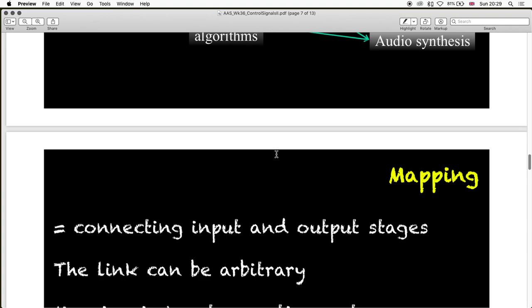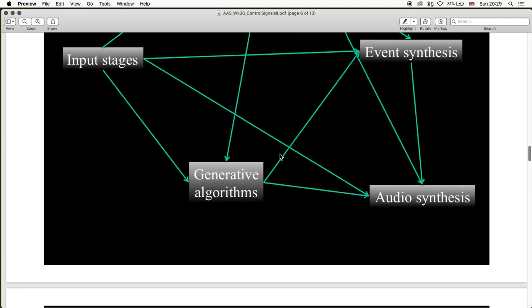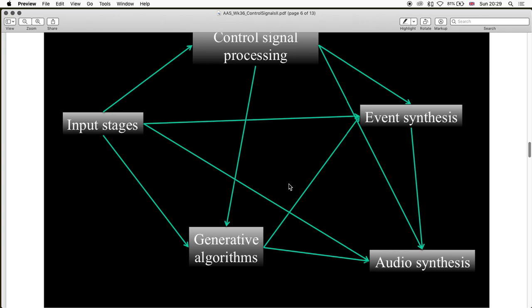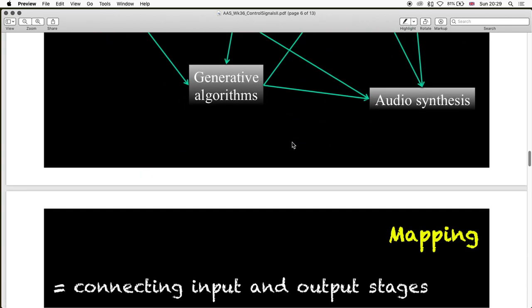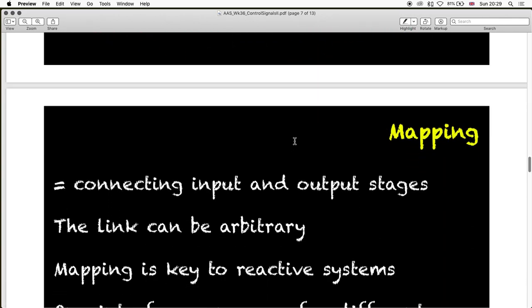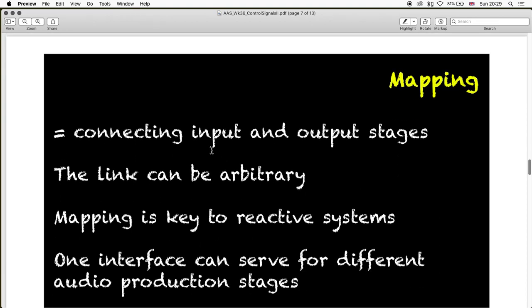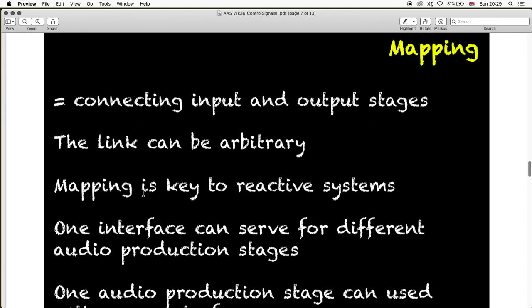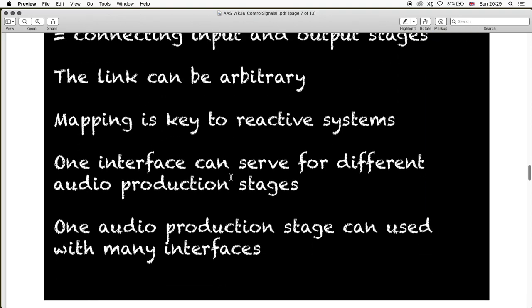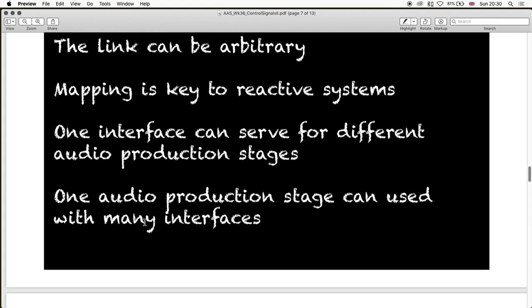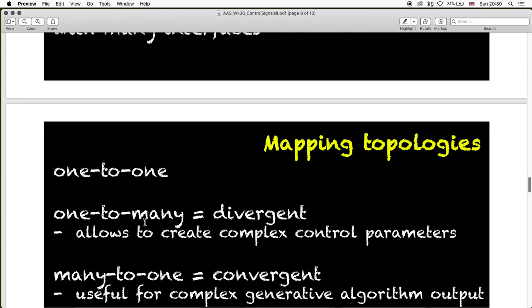Okay, so we're wrapping this up essentially. What we are doing here, what we've discussed here, is something we called mapping already. Okay, so it's all about connecting inputs and outputs. You can make it arbitrary. It is key to creating complex systems, obviously. What I've mentioned is using a single interface for different audio production stages, for different outputs. And you can actually do the other thing as well. You can use many inputs and combine it into a single output.